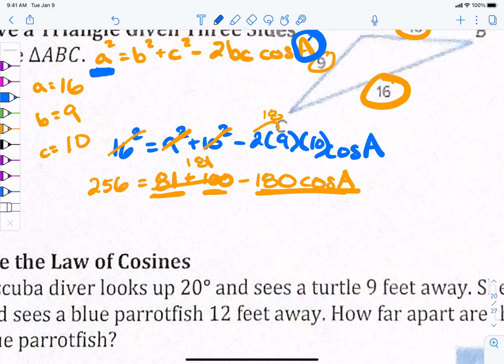But this one's a little bit harder because the cosine is what you're solving for. It's not on the left side of the equal sign. So this one, we've got those three pieces. This one here, minus this guy. What can you do to solve?